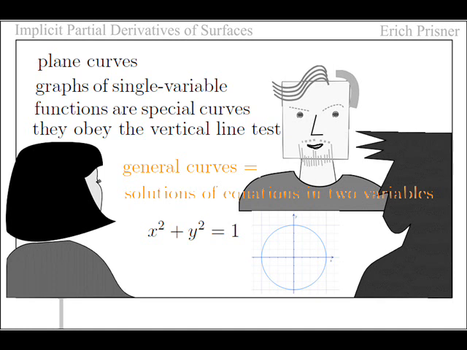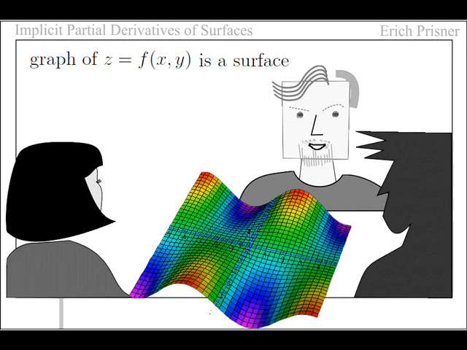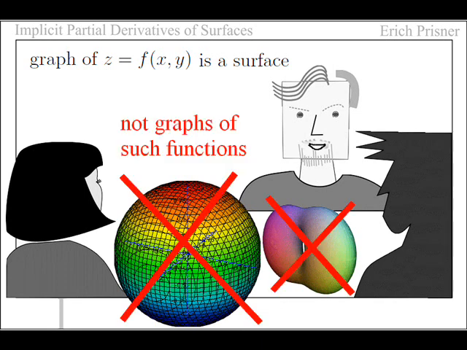Still, we may want to calculate slopes of tangent lines to that curve, and for this we use the technique of implicit differentiation. Now remember that the graph of a multivariable function c equals f of x, y with two variables is a surface. But not every surface can be expressed in this way. The sphere or the donut-like surface shown cannot.